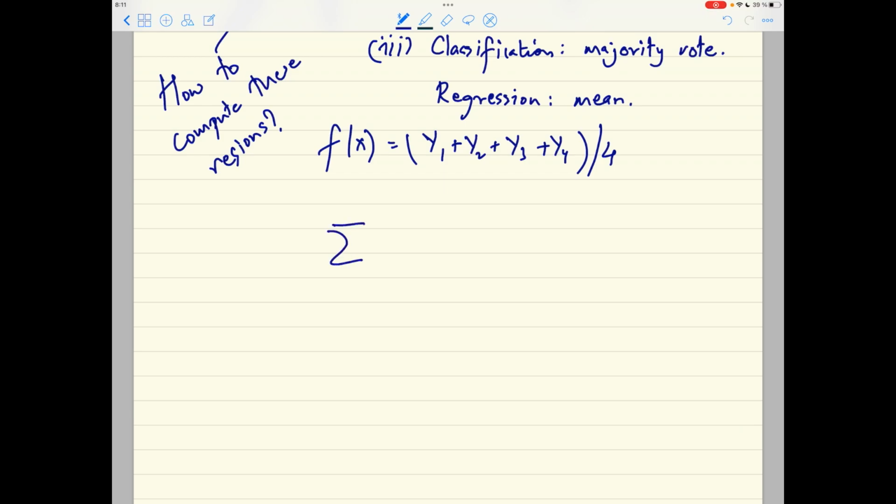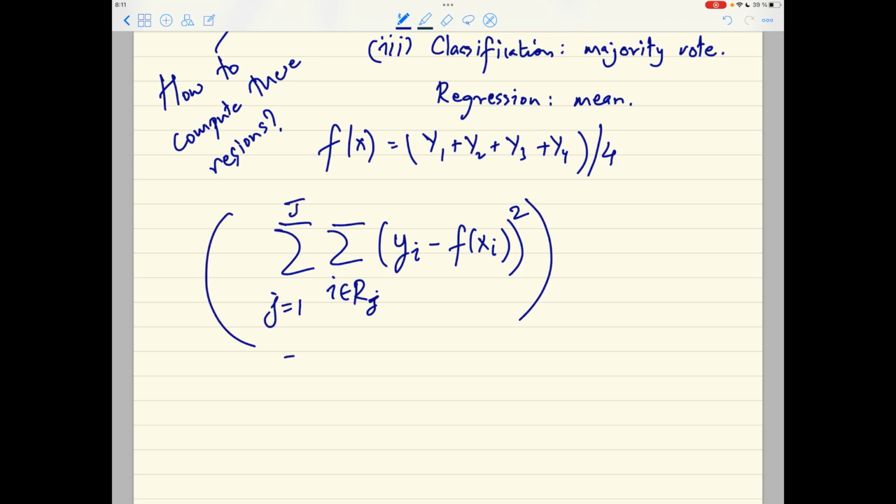Okay, so you have a summation over all the points which are in a certain region. So let's call it Rj. I take this point and I subtract from it the approximation at this point, which is f of xi, and I square it up. So I'm using the mean squared error. I also need to sum over all the different regions. So let's say I have j regions, so I need to sum up over all the different regions. So that's the mean squared error which I would like to minimize.